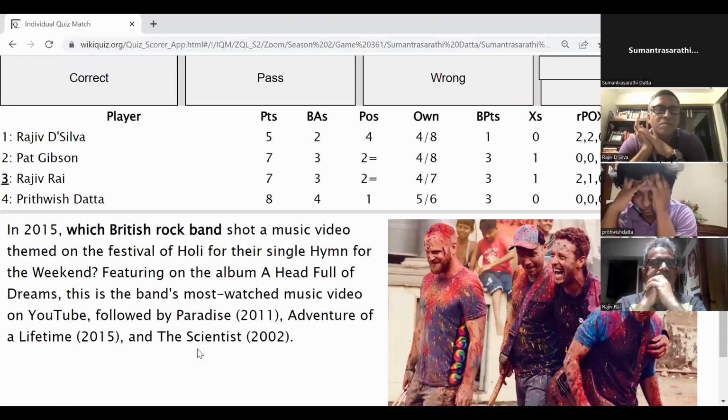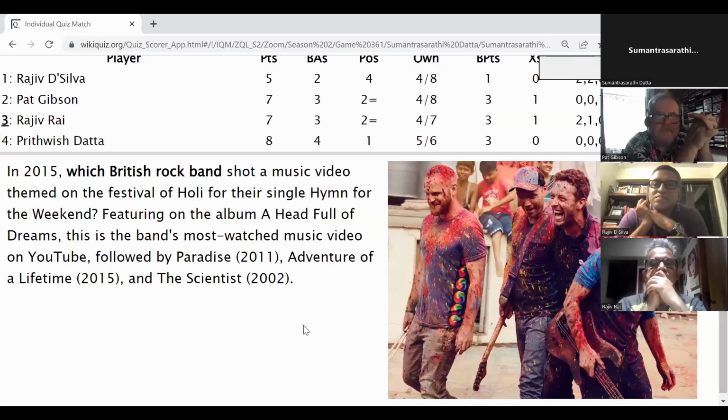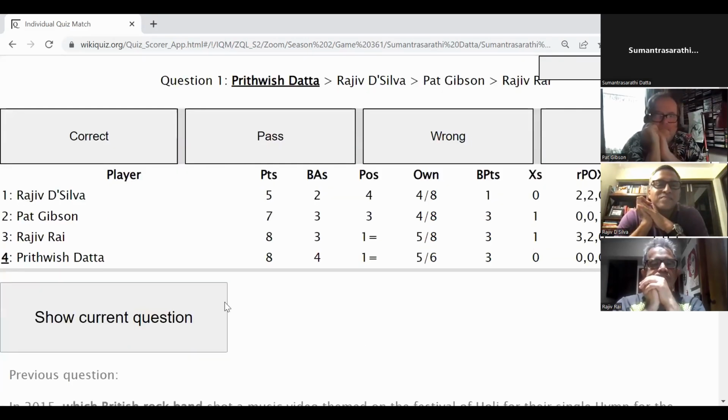In 2015, which British rock band shot a music video themed on the festival of Holi for their single Hymn for the Weekend, featuring on the album A Head Full of Dreams? This is the band's most watched music video on YouTube, followed by Paradise, Adventure of a Lifetime, and The Science. Coldplay. Yes, Coldplay is indeed correct. And moving on to Prithwish's direction.